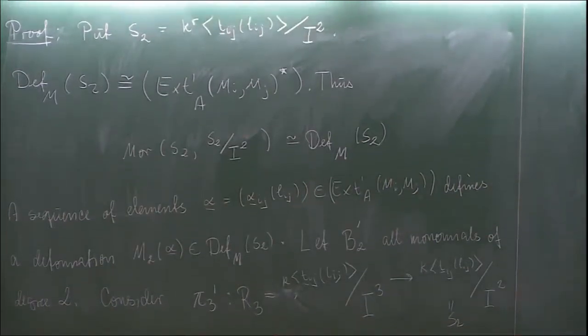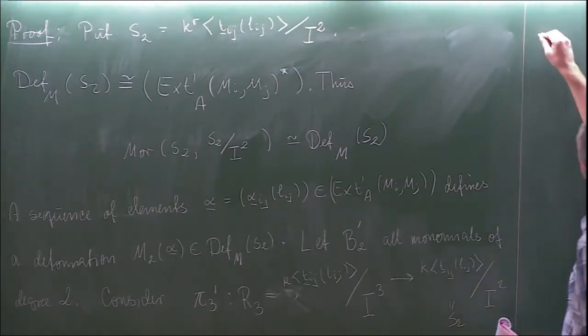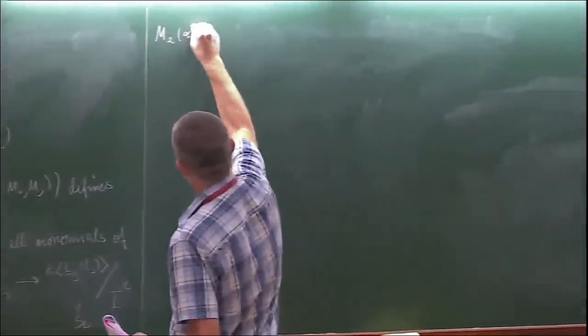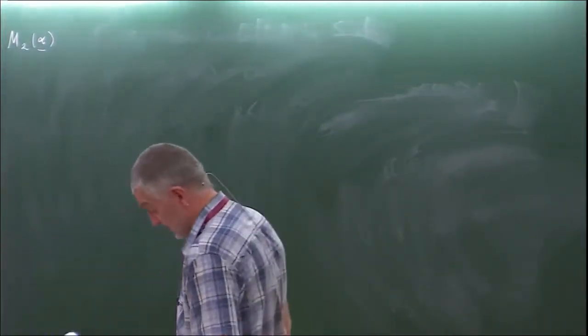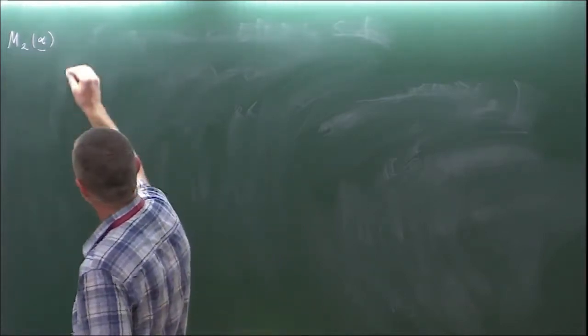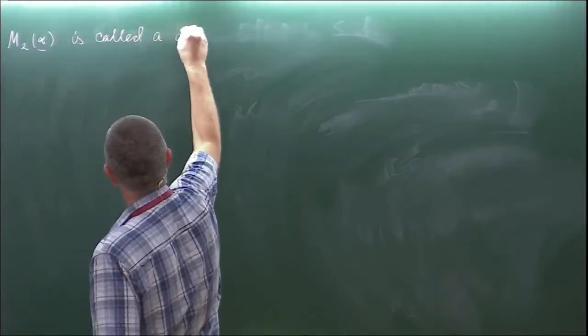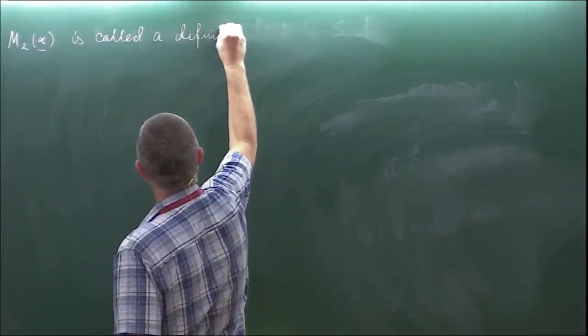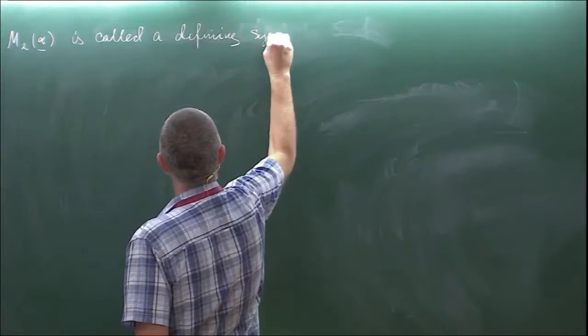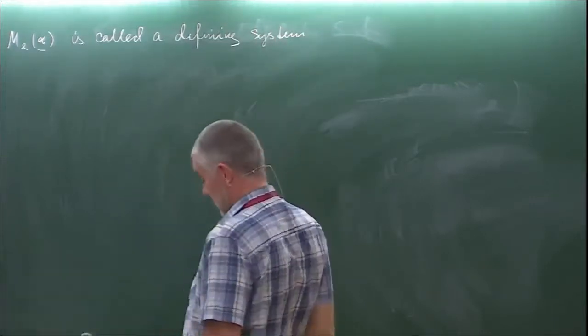And then this is only technical. I mean, I choose it like this. So M2 of alpha. What was that? Well, it was the deformation given by these alphas up here. This is called a defining system.